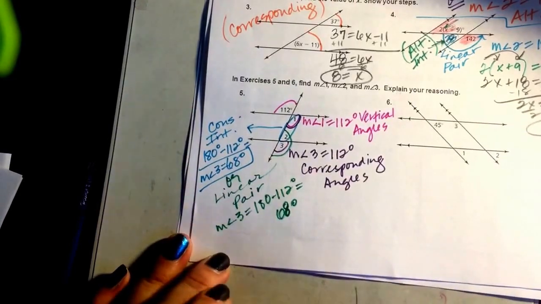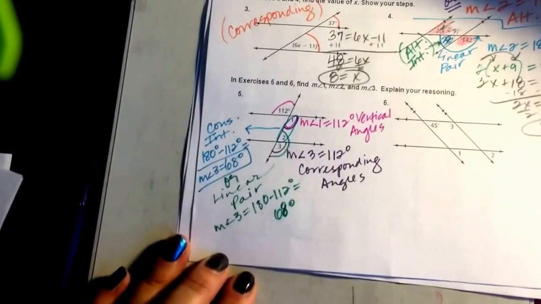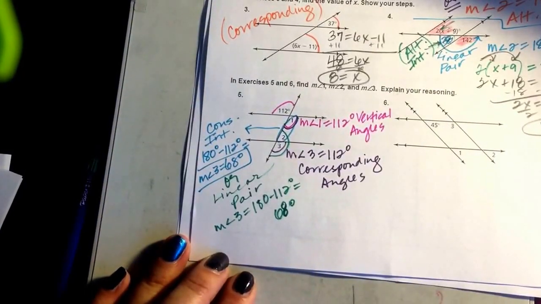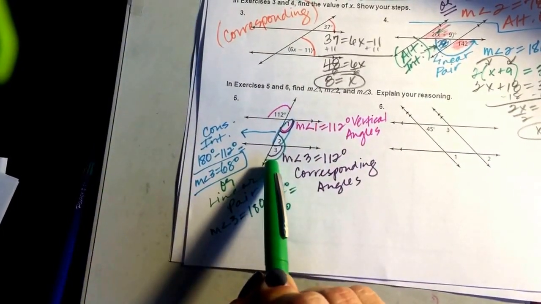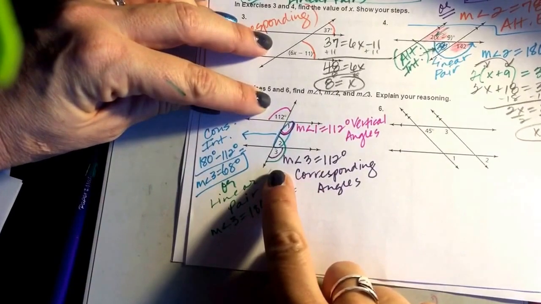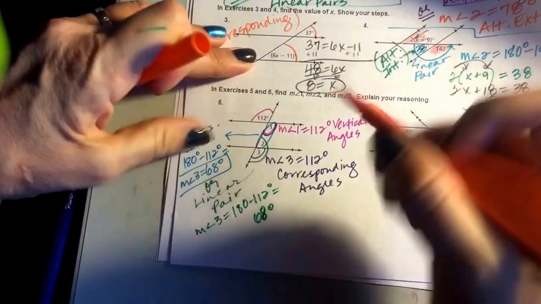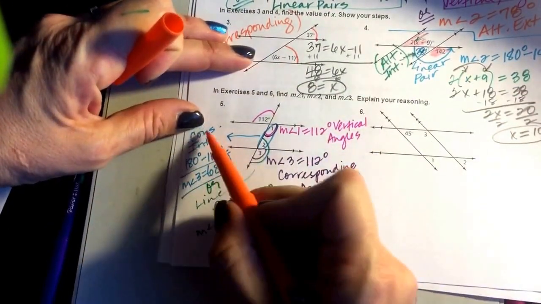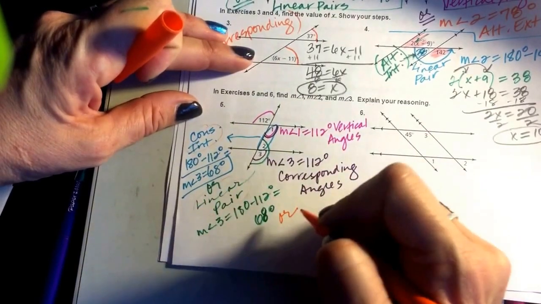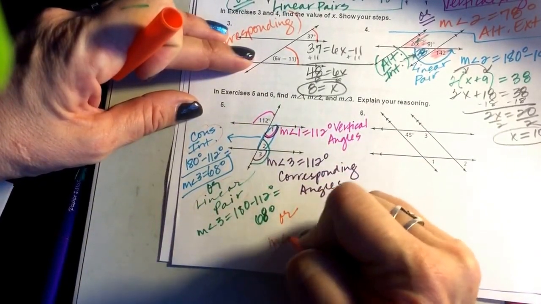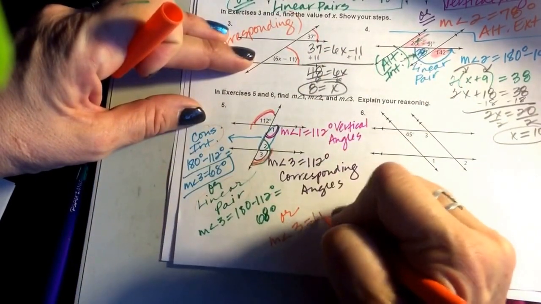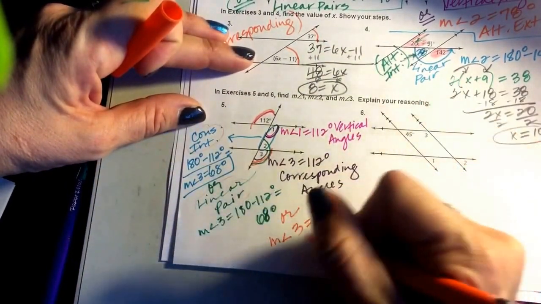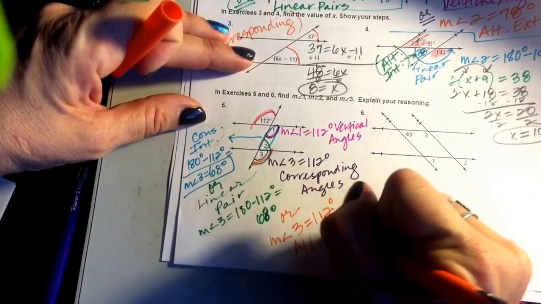There's different ways you could go about it, but I think I kind of exhausted some of the ways you talk about it. 112 and 3, alternate exteriors. You could have used that to get to 3 as well. Let me write that one down too, because actually that one might be a little bit more obvious. I like that I brought this consecutive interiors and linear pair. Or the measure of angle 3 equals 112, alternate exterior angles.